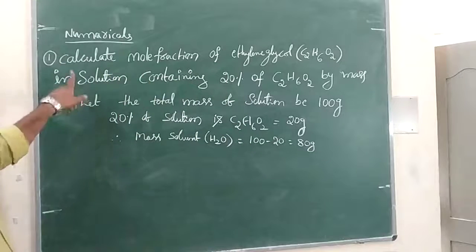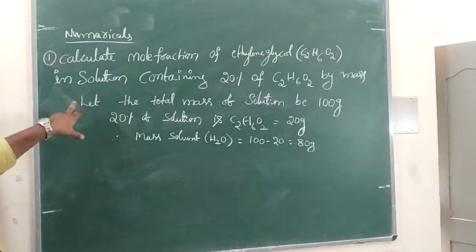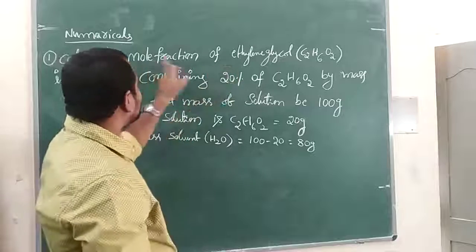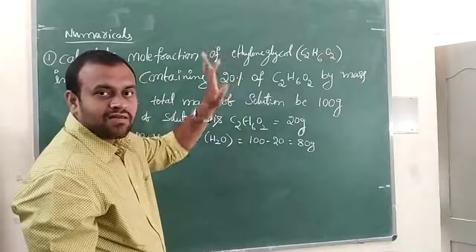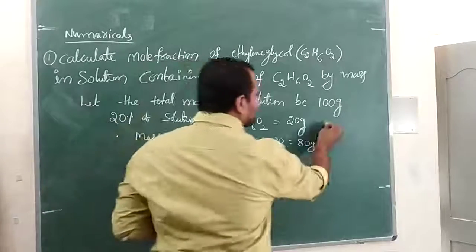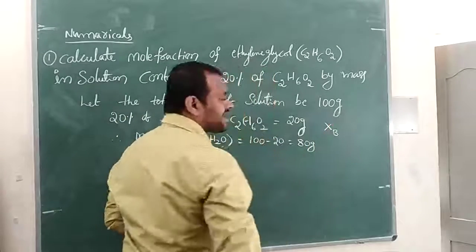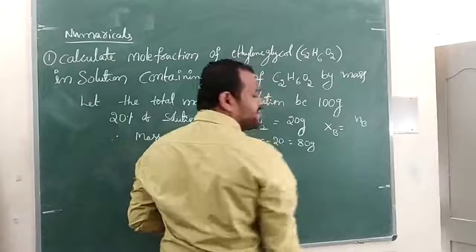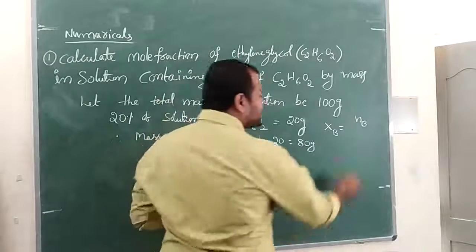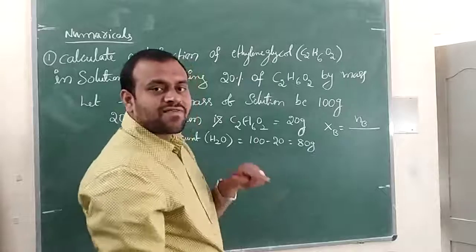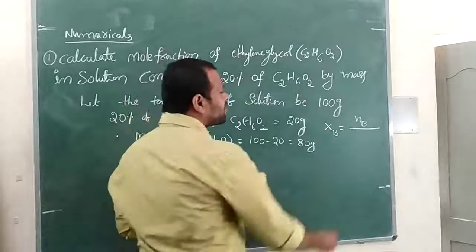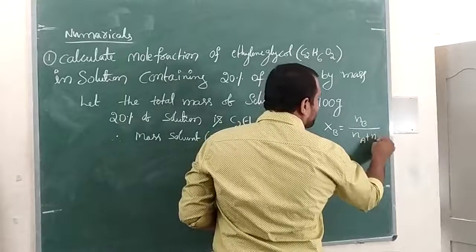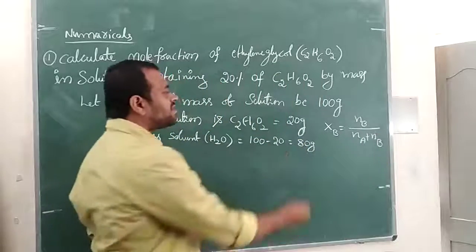80 grams. See what we have to calculate. You have to concentrate on that. Calculate mole fraction of what? Ethylene glycol. To calculate mole fraction of ethylene glycol, XB, I will take it as solute, right? XB is equal to, what is the formula we have? NB, number of moles of solute, divided by total number of moles of components present in the solution. What are the components present in the solution? Number of moles of water plus number of moles of solute. This is the formula for mole fraction.